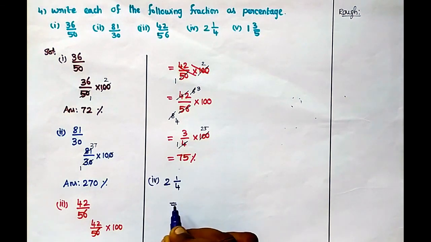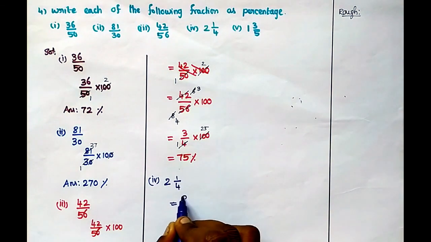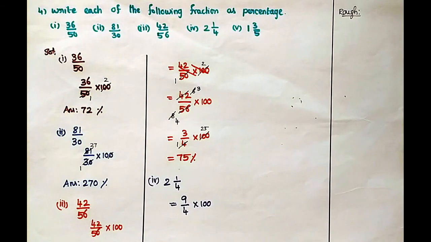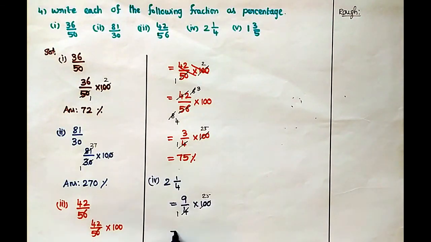How will you change that? It is in mixed fraction, so improper fraction. 2 4s are 8 plus 1, 9. 9 by 4 into 100. Now cancel this number. 4 1s are 4. 25 4s are 100. So 9 by 4 is equal to 225 percentage.